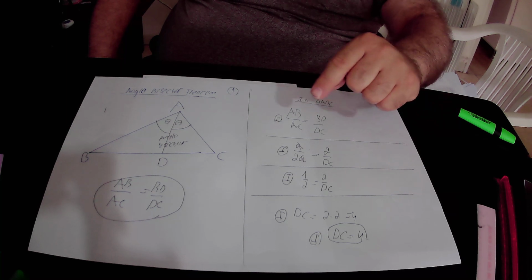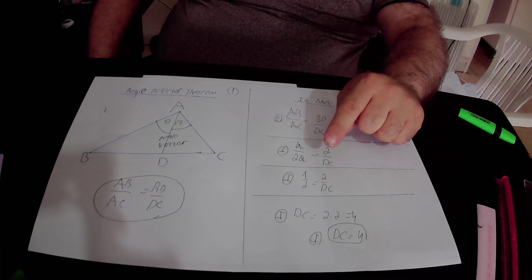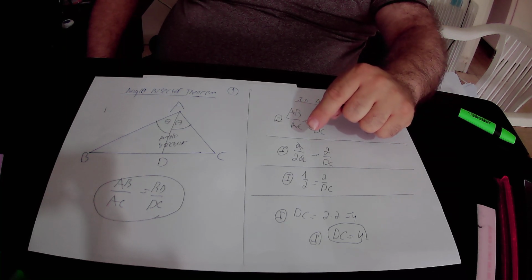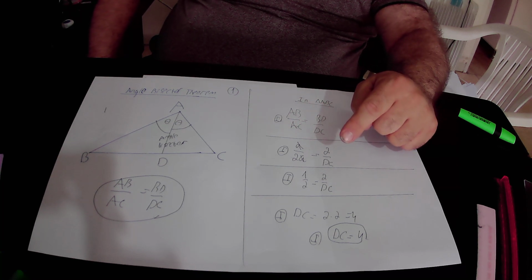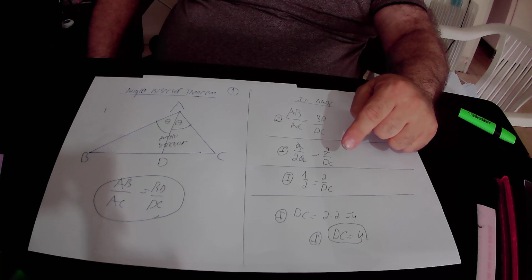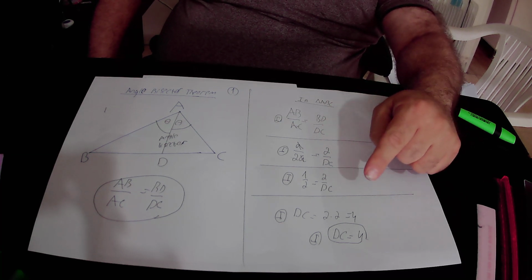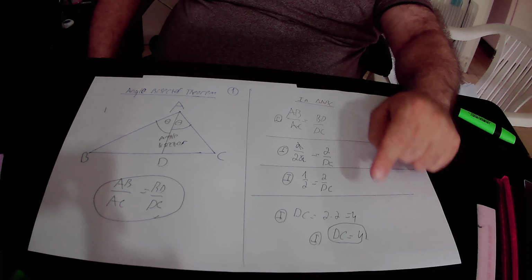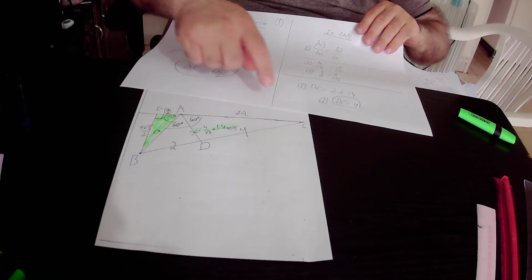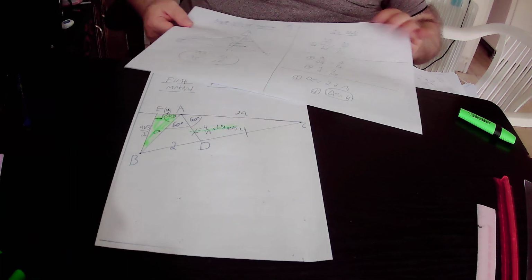So here a over a is 1, so a will get cancelled. So on this side of the equation, we have 1 half, that is equal to 2 over DC. We cross multiply this equation and found out that DC equals 2 times 2, that is 4. So DC equals 4 units. Okay, here.